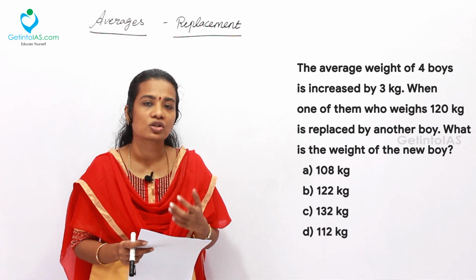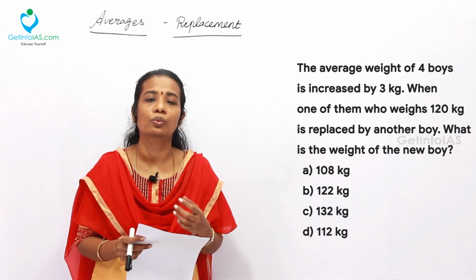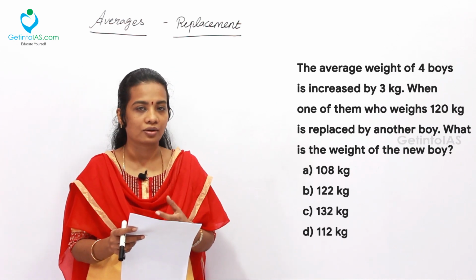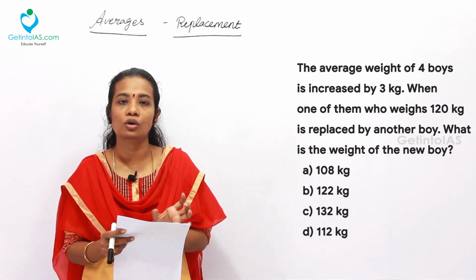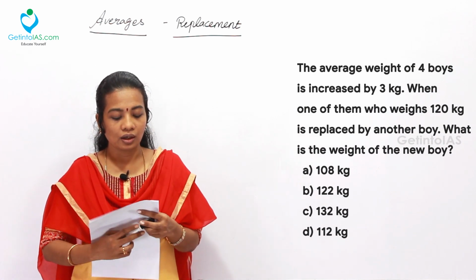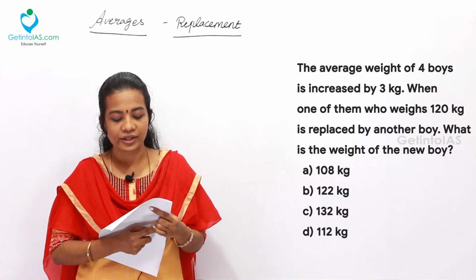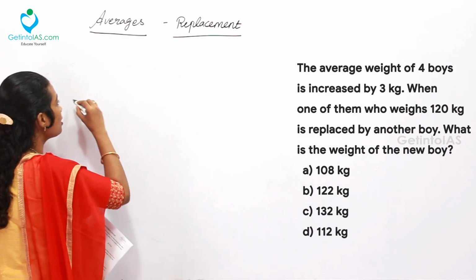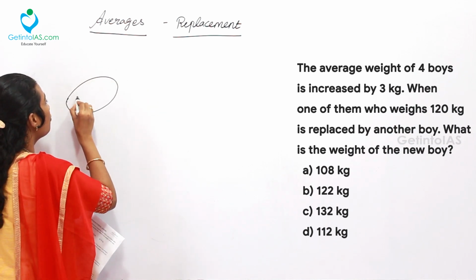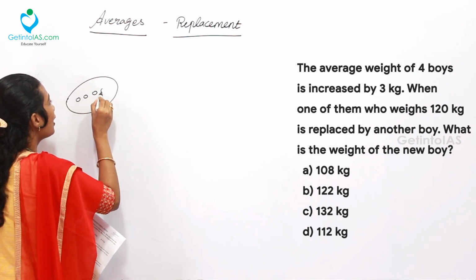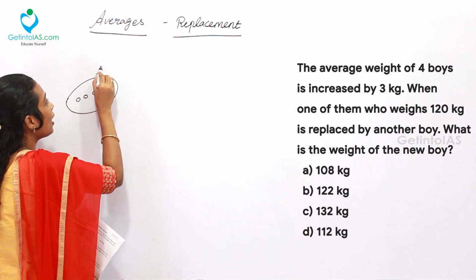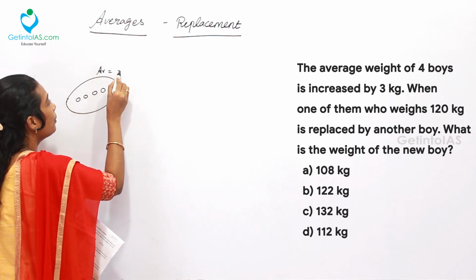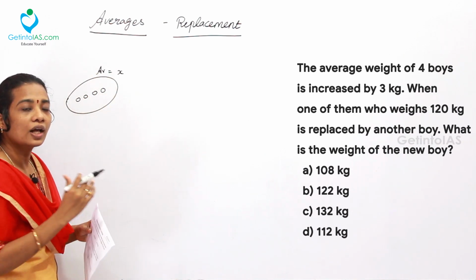So these kinds of questions are very easy to handle and within 5 seconds you can answer. So first of all, you must know the concept. The first thing, the average weight of 4 boys is increased by 3 kg. Just visualize these things. First of all, the group would have 4 persons like this. So initially the average for the group will be X. We don't know that average.